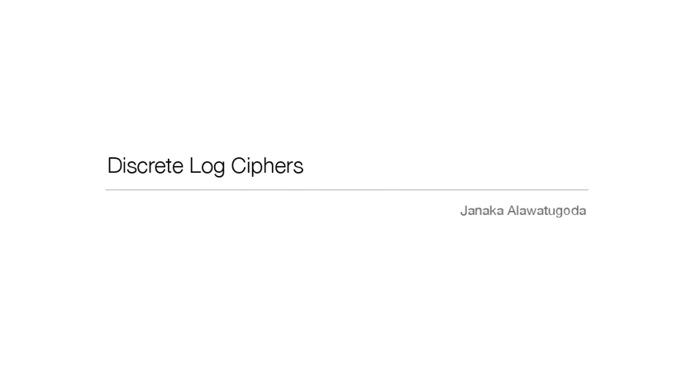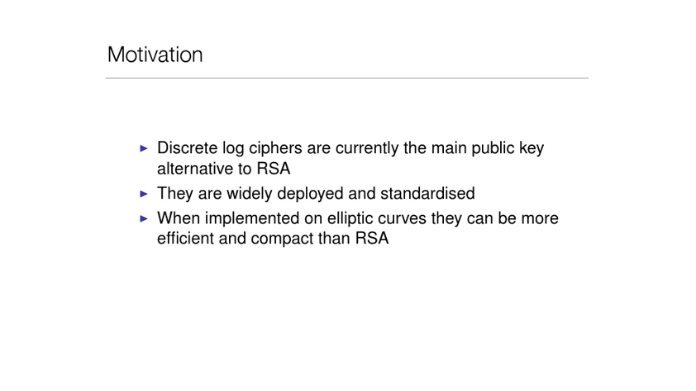So discrete logarithm ciphers are currently the main public key alternative to RSA, the crypto system based on the hardness of the factorization problem. They are widely deployed and standardized. When implemented on elliptic curves, they can be more efficient and compact than RSA.